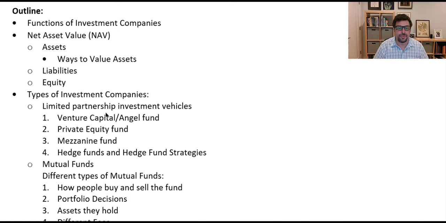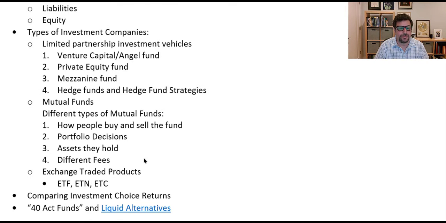First thing we'll talk about are limited partnership investment vehicles, and these are investment vehicles in which the ownership stake is a limited partnership stake. And there are venture capital and angel funds, private equity funds, mezzanine funds, hedge funds, and we'll talk a little bit about some hedge fund strategies.